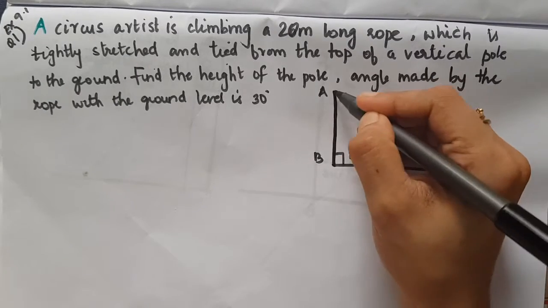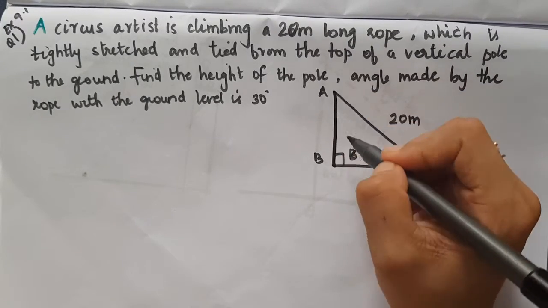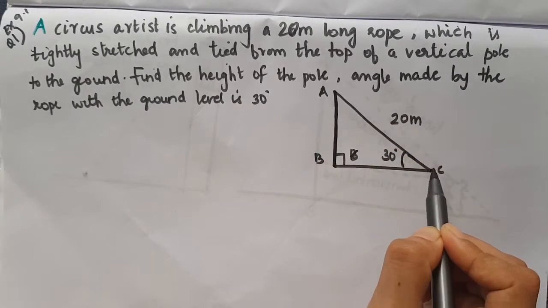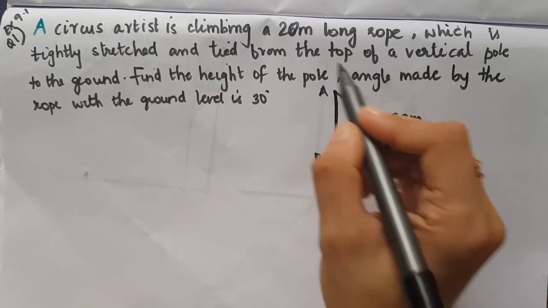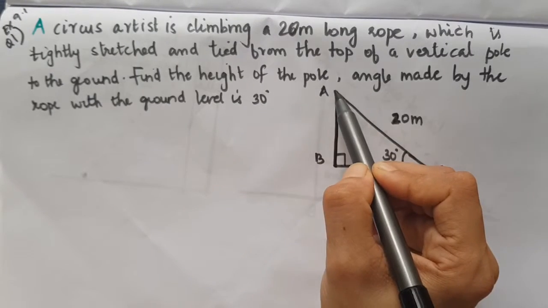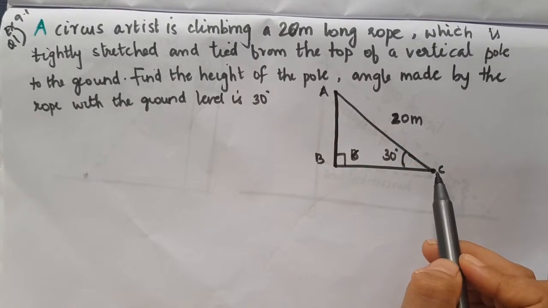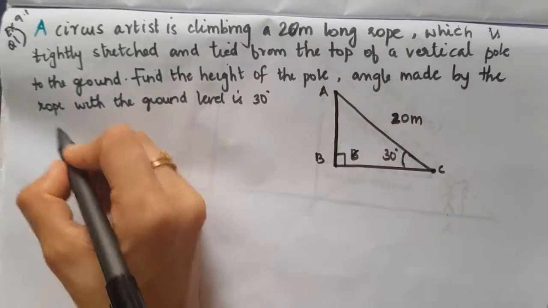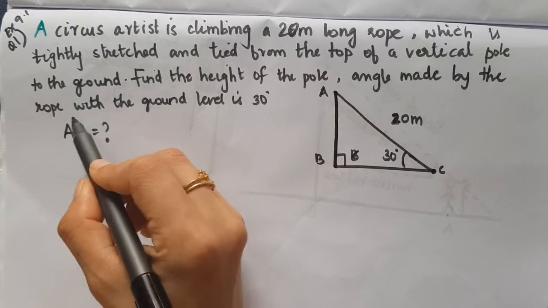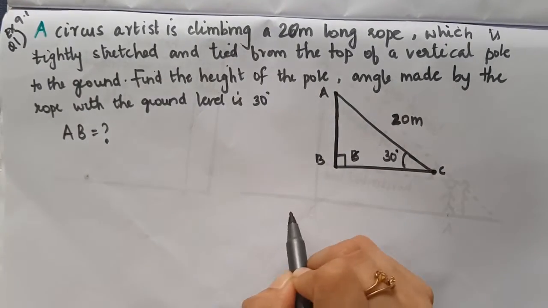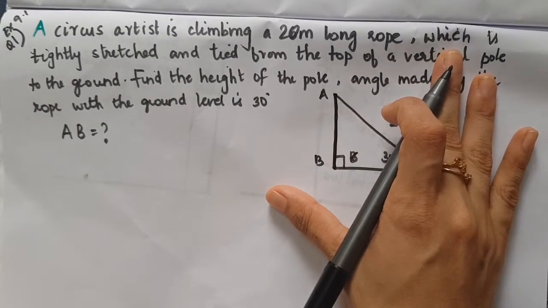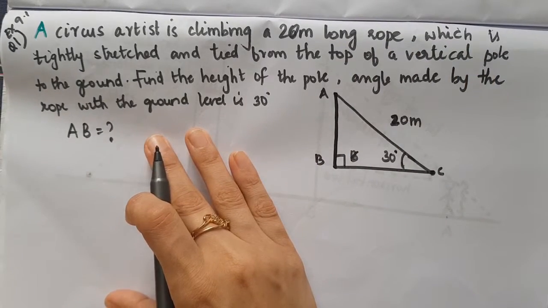According to the diagram given to us, the pole is AB and the rope is AC. AC is the 20-meter long rope tightly stretched and tied from the top of the vertical pole to the ground. We are supposed to find AB. The angle made by the rope with the ground level is 30 degrees. So now how to solve this? This is where the table which we have learned in the previous chapter, the trigonometry chapter, comes in.